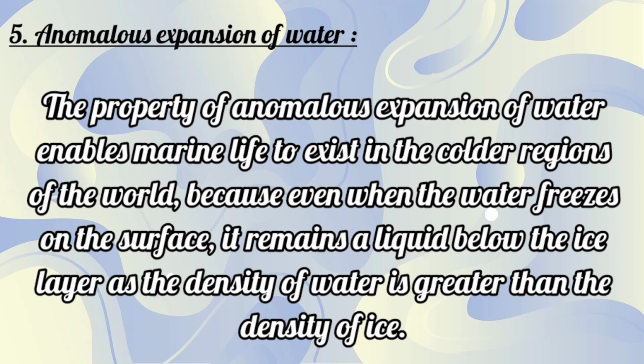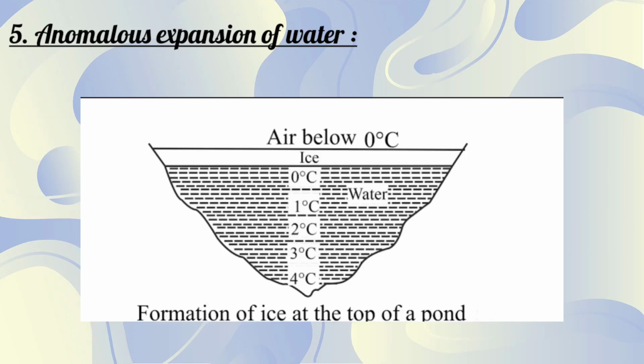The property of anomalous expansion of water enables marine life to exist in the colder regions of the world because even when the water freezes on the surface, it remains a liquid below the ice layer, as the density of water is greater than the density of ice.